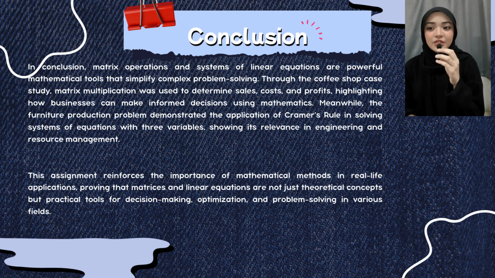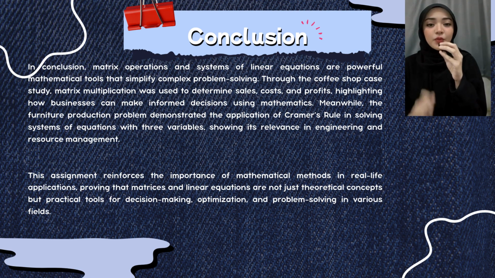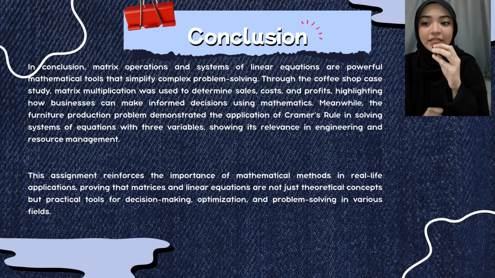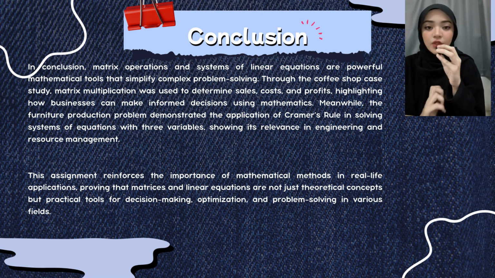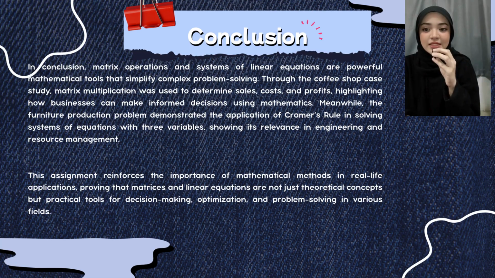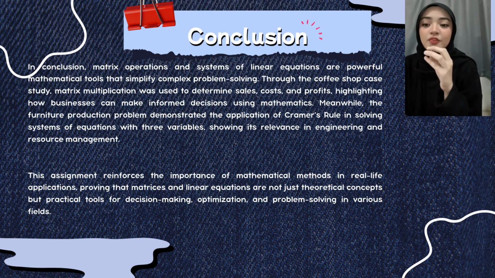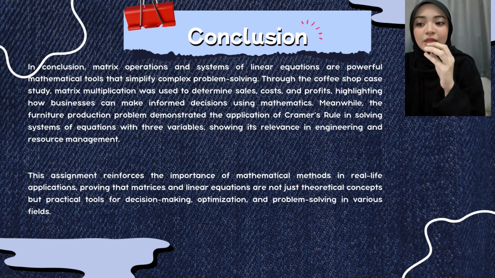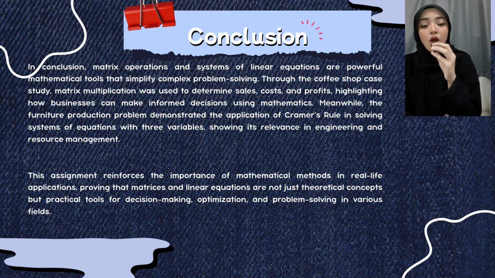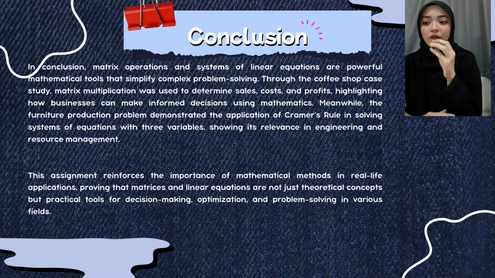In conclusion, the assignment shows that matrix operations and systems of linear equations are very useful in solving real-life problems. For problem 1, we use matrix multiplication to calculate the sales, cost, and profit of different coffee shop branches. This helps business make better decisions. For problem 2, we apply Cramer's rule to solve a system of linear equations involving three variables. This method can be used in engineering and resource planning. Overall, this assignment helped us understand how mathematics can be applied in real-world situations.